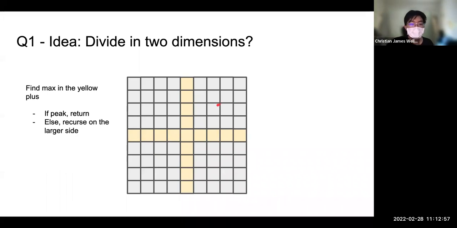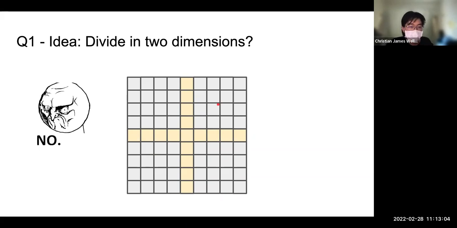Okay, so first of all, does this idea work, right? It's a very intuitive follow-up, but unfortunately, it doesn't actually work. Not fully. It's very close to working, but it doesn't actually work. Why? Let me show you why.